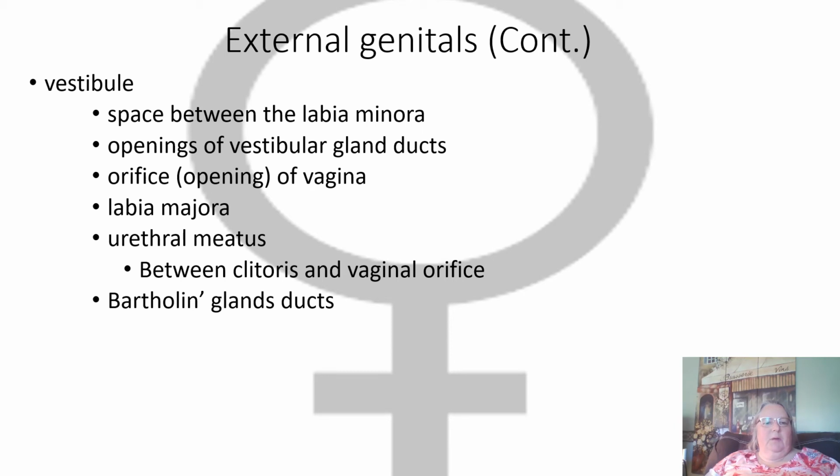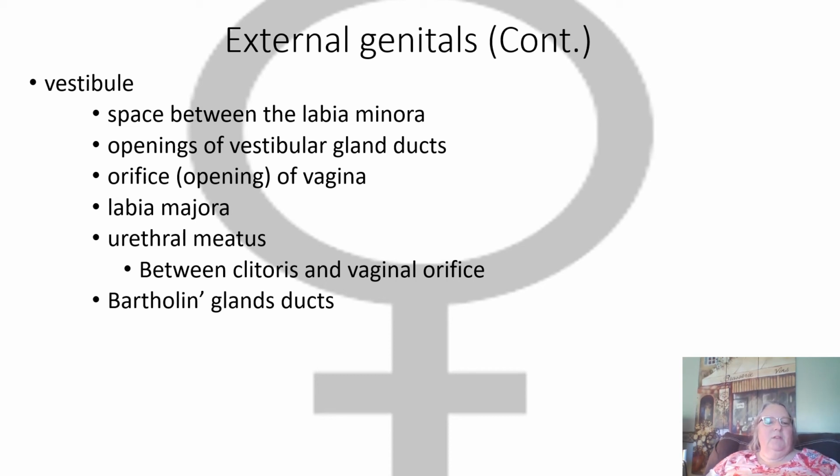And so when we talk about what we have here, match it with the previous slide. The vestibule is the place between the labia minora. In that area is an opening for the vestibular ducts. Remember the Bartholin glands? Their ducts go into this area. There is the orifice, or the opening of the vagina. The labia majora. Now the difference between the labia majora and the labia minora is the majora is the bigger fold and the minora is the littler one.